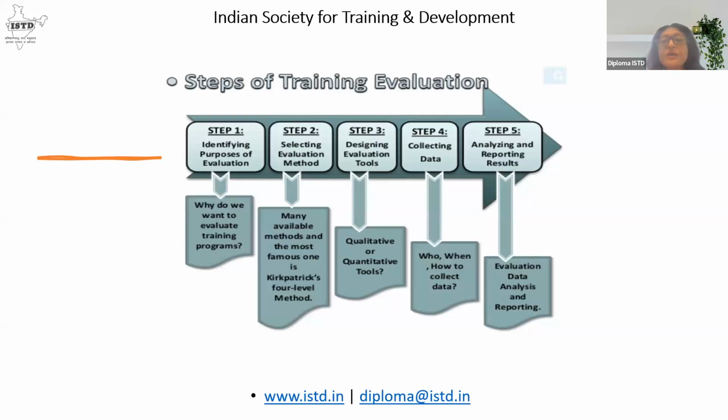Then comes the step 3, where in the process of evaluation, there would be a lot of times that we want to collect data. Now, how do we collect data? By the help of certain tools and instruments. So we will see which are the different types of qualitative and quantitative tools that we can use. It can be one, it can be all of them, or it can be just something which is relevant for your training program or training objective, that you have to pick and choose. Collecting the data and then analyzing the data and making report. So these are typically the steps for training evaluation.